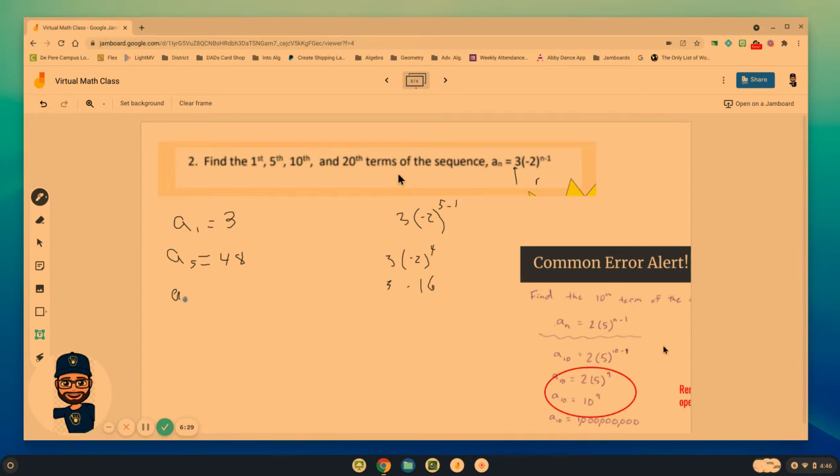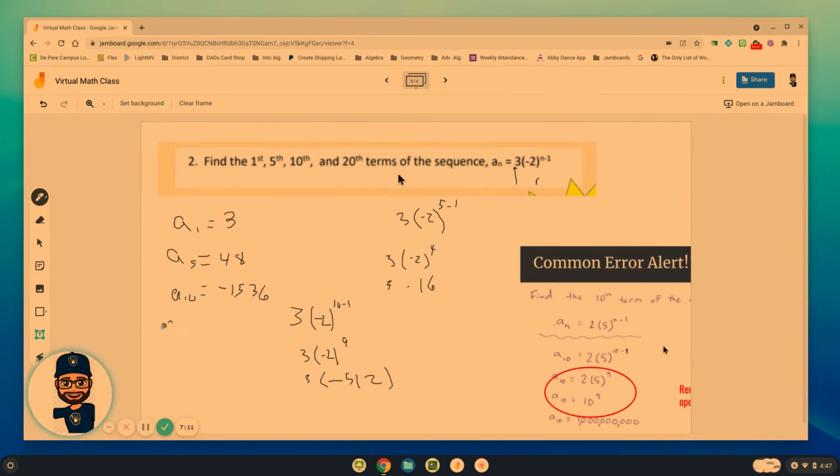What about the 10th term? Well, if I'm looking for the 10th term, we're going to do 3 times -2 to the 10 minus 1, which is 9. So 3 times -2 to the 9th. So -2 times -2 times -2, and so on, right? So -2 to the 9th power is -512 times the value of 3 out front, the first term, -1536.